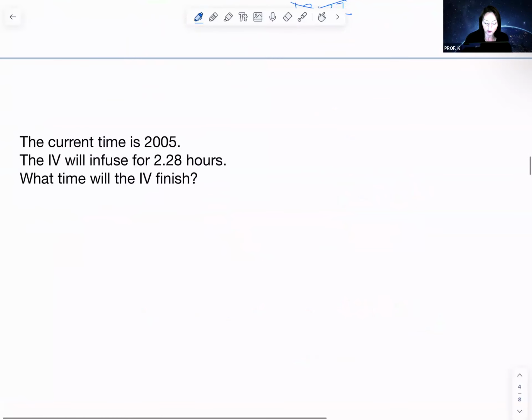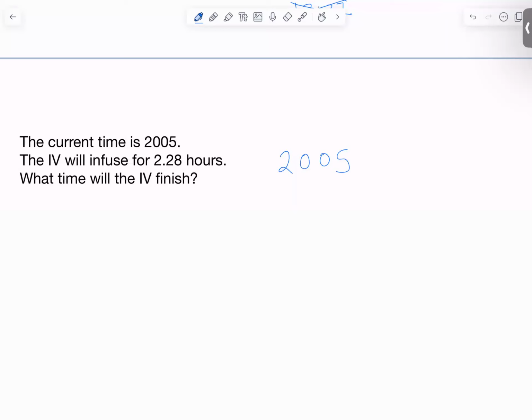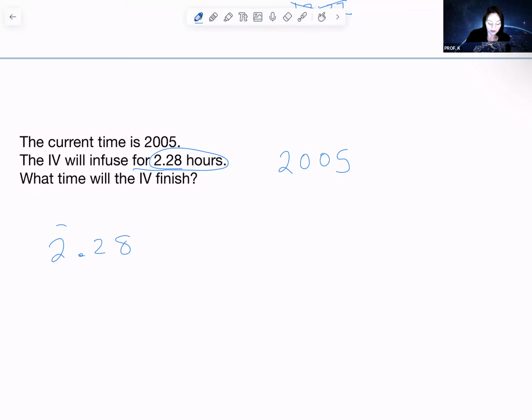So look at this one real quick. The current time is 20:05. That's 8:05. All right. So I'm saying the IV will infuse for 2.28 hours. It's only hours. So when you see 2.28, anything before the decimal is hours. All right. But anything after is minutes.